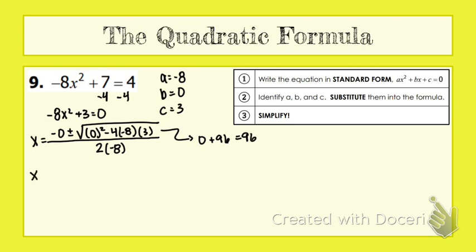So we have x equals negative 0, which is just 0, plus or minus, and 0 plus or minus anything is going to give you whatever that other thing is. So we can just leave the 0 off. So x equals plus or minus the square root of 96 over 2 times negative 8, which is negative 16.